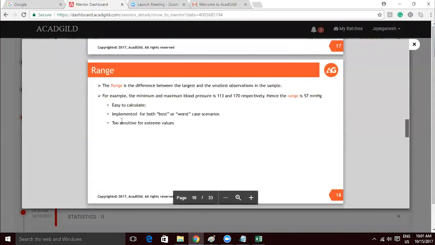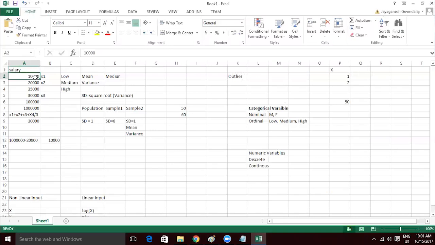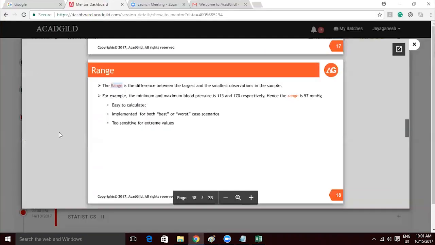Range, you know, is the difference between the minimum value and the maximum value. In one example we talked about salary: the minimum salary is 10,000 and the maximum salary is 10 lakh. The difference between 10 lakhs and 10,000 is huge, so obviously it is not a good sample. From the range, you can understand whether the sample is good or not. That's what range tells us.